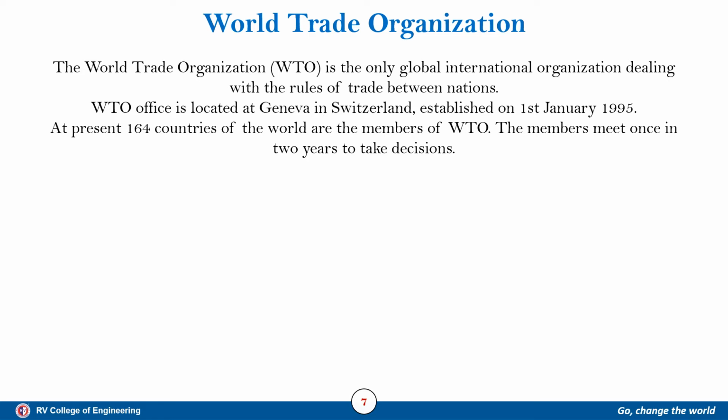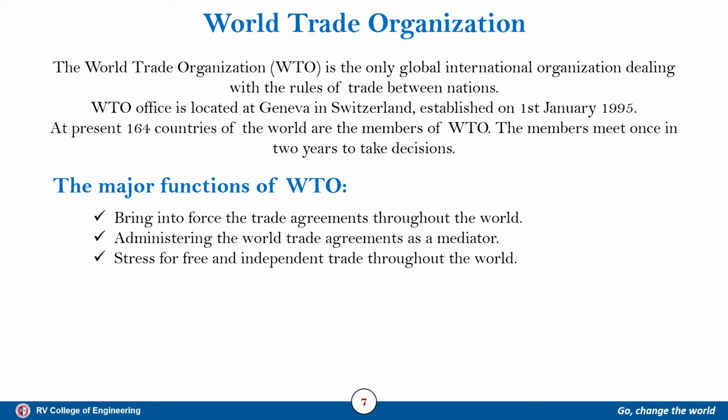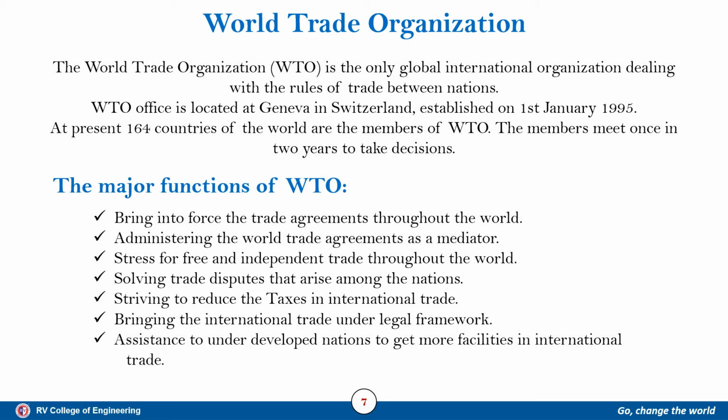The major functions of the World Trade Organization are: they bring into force the trade agreements throughout the world, they administer the world trade agreements like a mediator, they stress for free and independent trade throughout the world, and they also help to solve the trade disputes that arise among the member nations. They strive to reduce taxes on international trade. They bring the international trade under a legal framework.